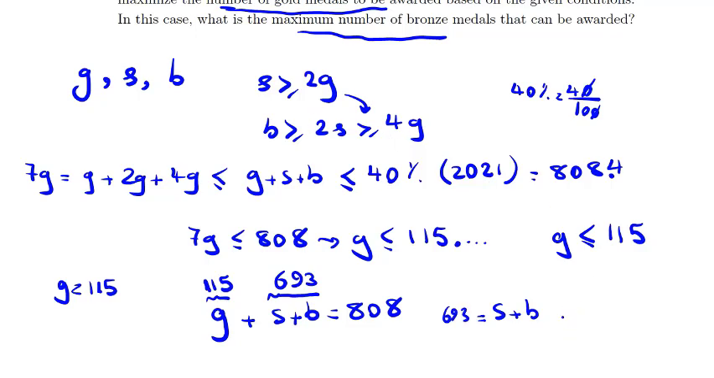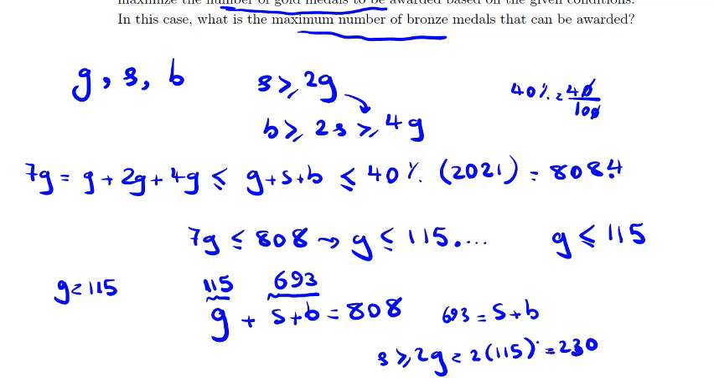And B is at least 2S. So S plus 2S, which is 3S. So S is at most what? 231. Okay, so here, because we don't want to maximize S, let's use something else. S plus B we know is this. S is at least 2G. We maximize G, G is 115. 2 times 115 equals 230.